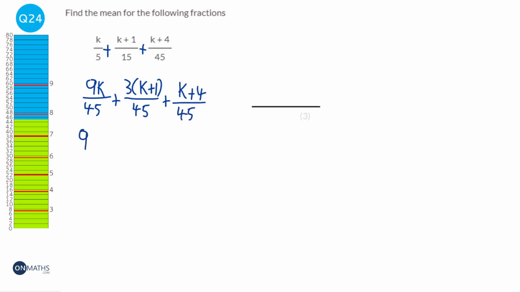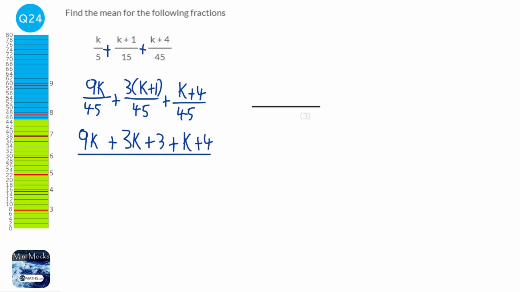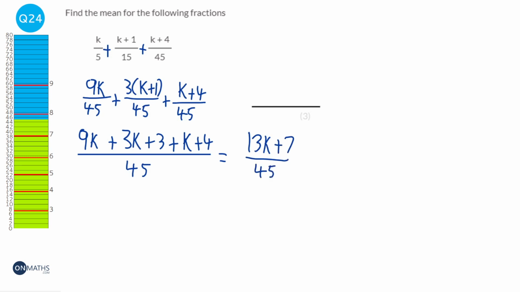Then we can just add the numerators together. And I'm just going to expand the bracket here, so it's 9k plus 3k plus 3 plus k plus 4, and then all of that over 45. And then we're going to do 9k plus 3k plus k, which is going to be 13k. And then 3 plus 4, which is just 7 over 45. So the sum of them is 13k plus 7 over 45.